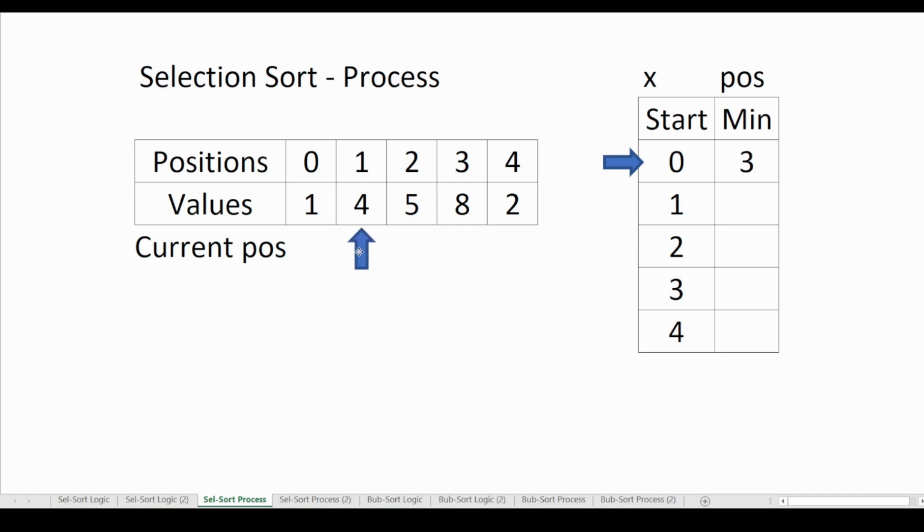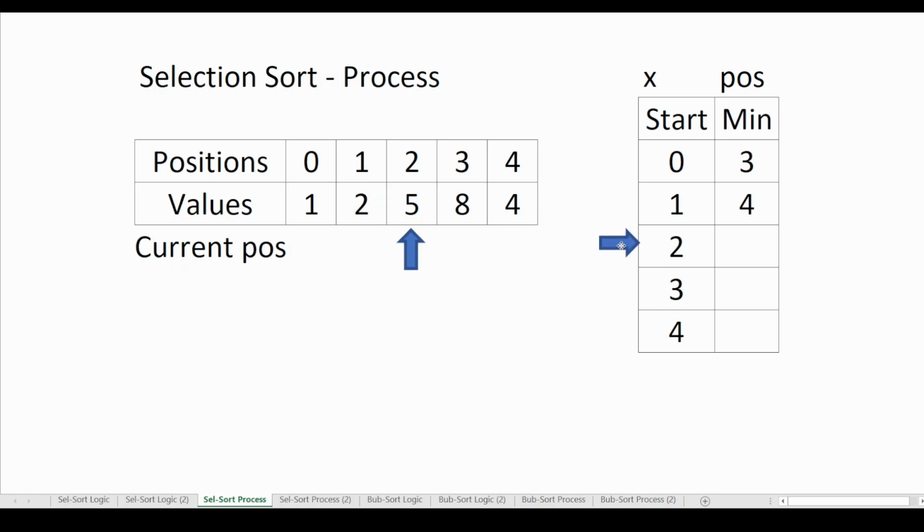I change my current position to 1. Starting from 1, going to the end, where is the smallest value? The smallest value is on position number 4. So let me write a 4 here. We will be swapping position number 1 and 4. So 2 comes here, 4 comes here. Till this moment, we have come to position number 1, and you can see that positions 0 and 1 are already arranged in ascending order.